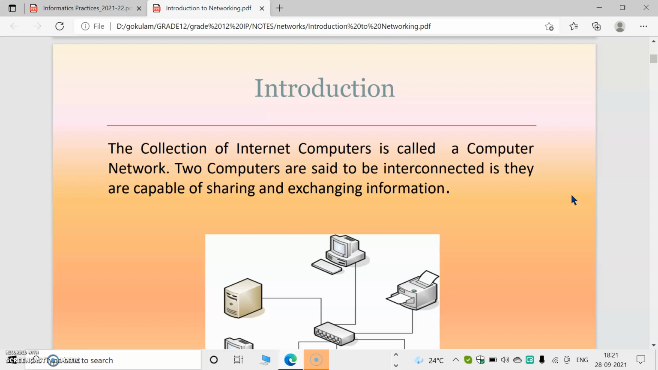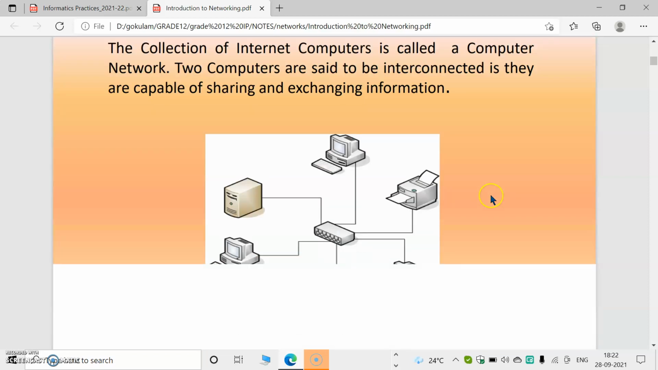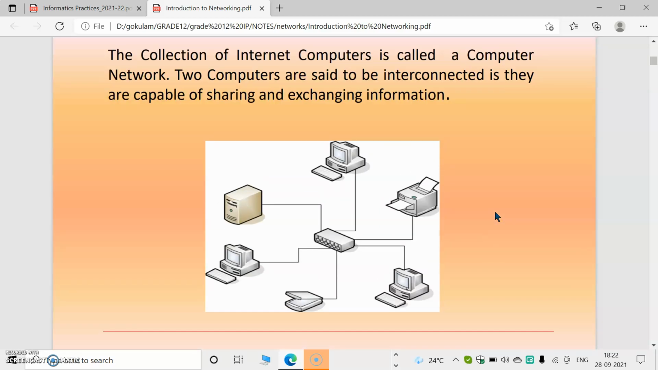So what is a computer network? If we are connecting two computers, it is said to be interconnected. By using this, we can share information. So the collection or interconnection of computers is regarded as a computer network. There are many types of networks we are using. In our networks, we can connect these hardware devices by using wired or wireless connection according to our wish. So a collection of computers is called a computer network.